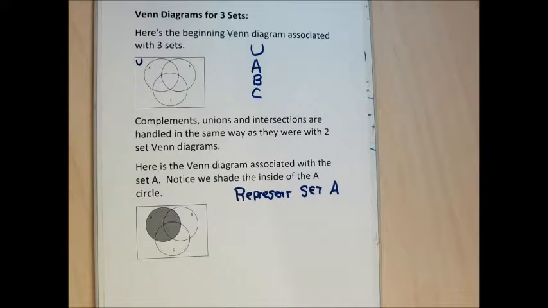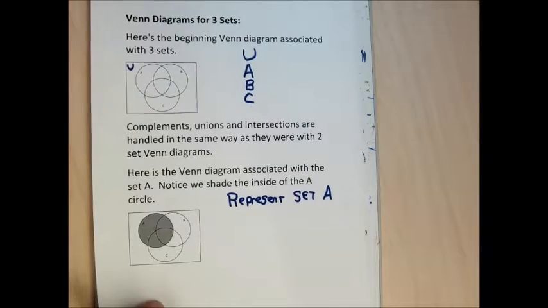but the problems can get quite a bit more complicated. And in some of our examples, I had to do 2 or 3 Venn diagrams to get to an answer. I can foresee it taking 4 Venn diagrams to get to an answer of a union complement intersection kind of problem when we have 3 sets.